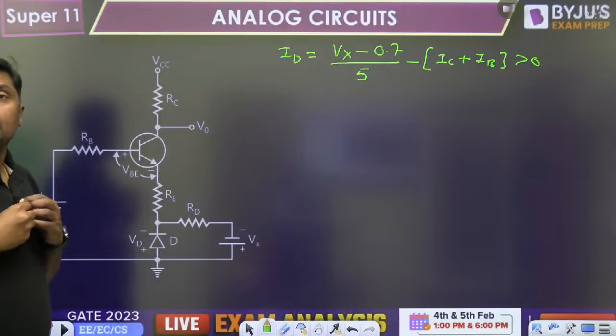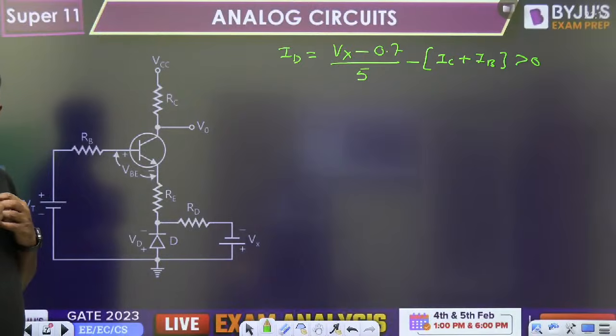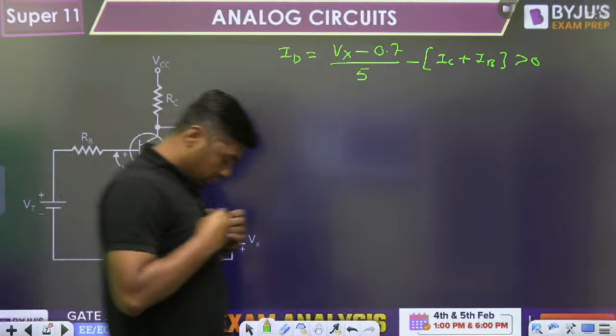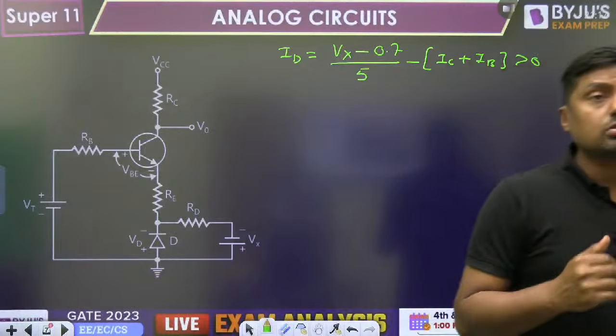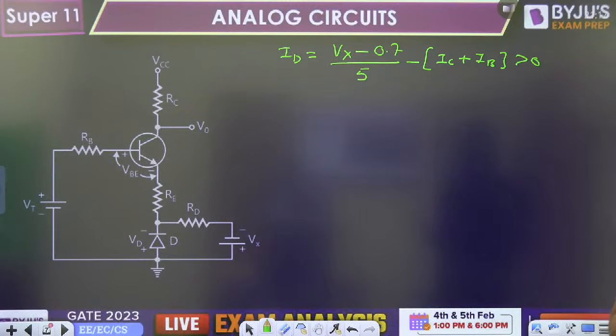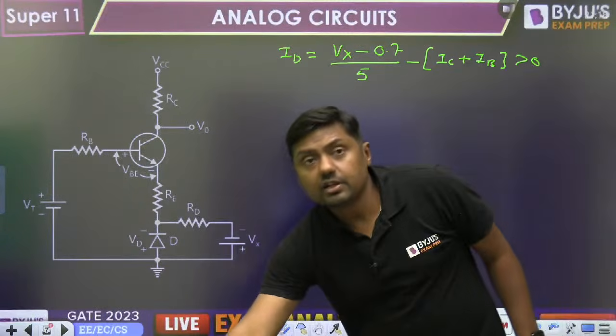Sir, why is the drop not included across what? What is not included, my dear? Yes, you can ask your doubt. VB is 0.7 volt. VD is 0.7 volt. They will cancel each other, my dear students.